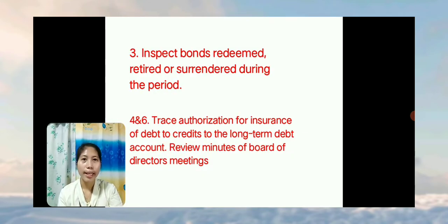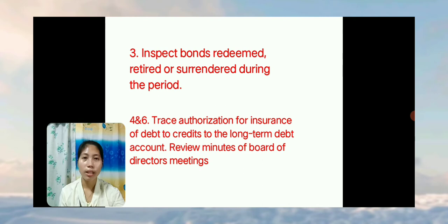Number 3, inspect bonds redeemed, retired, or surrendered during the period. Physical inspection of these bonds may be conducted if they are in the custody of company officials. If, however, the bonds are handled by a trustee, the trustee's reply to the confirmation should include information about bonds redeemed, retired, or purchased for the Treasury.